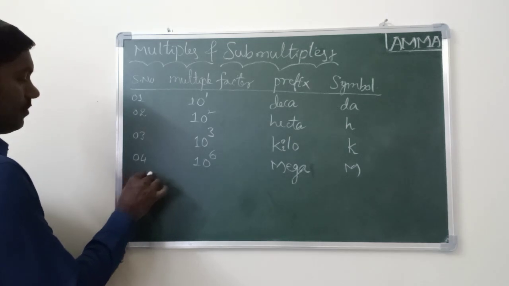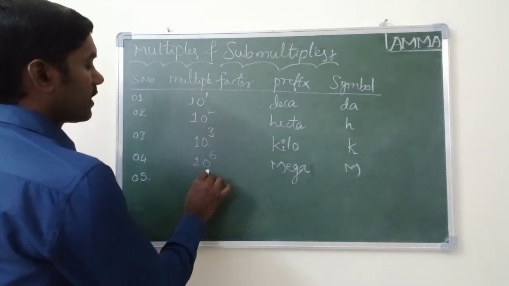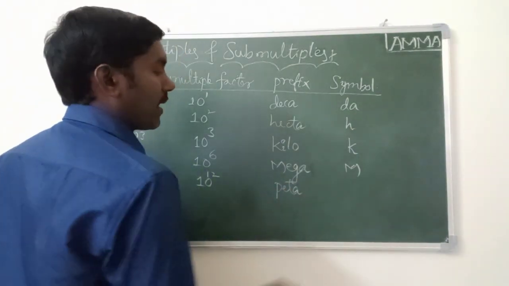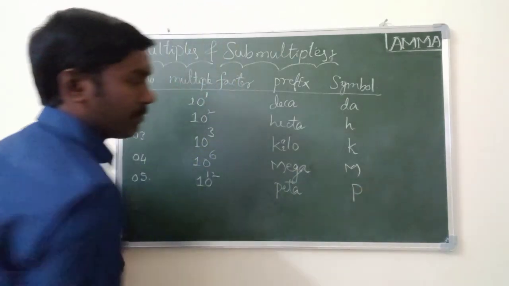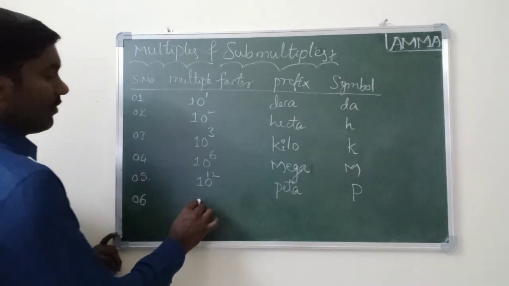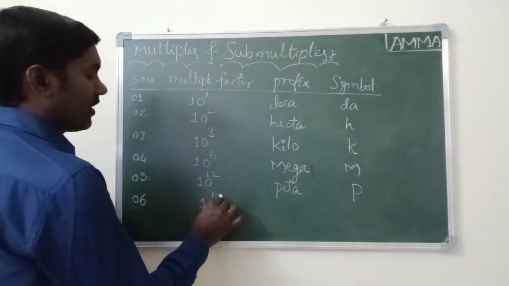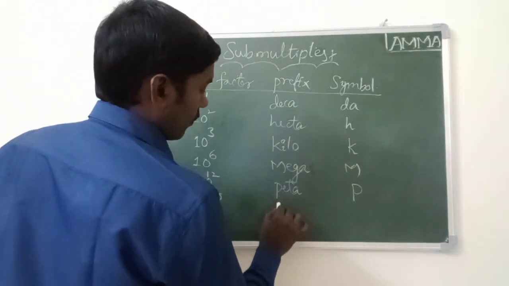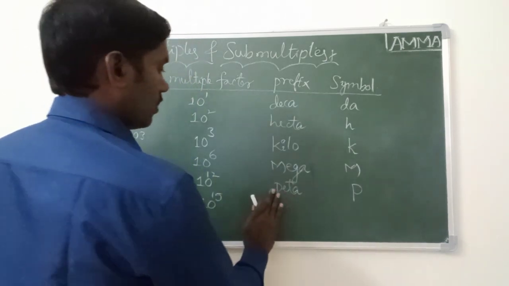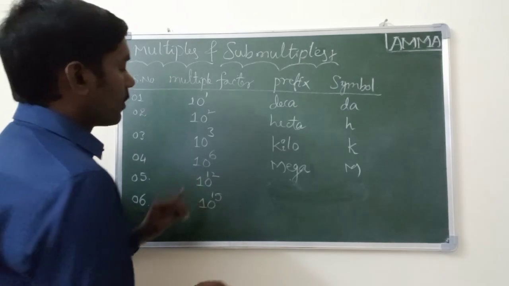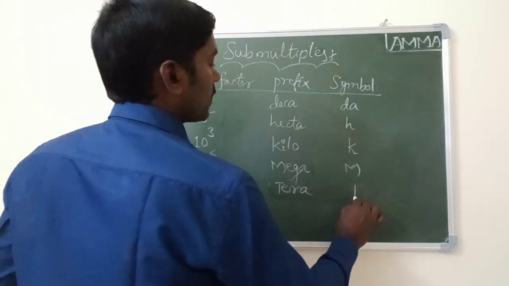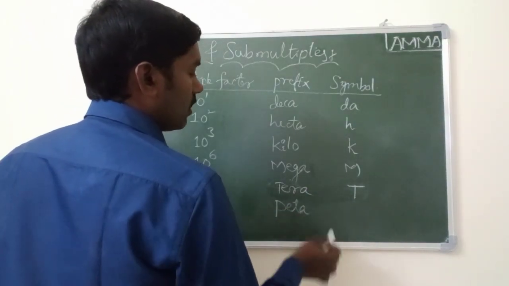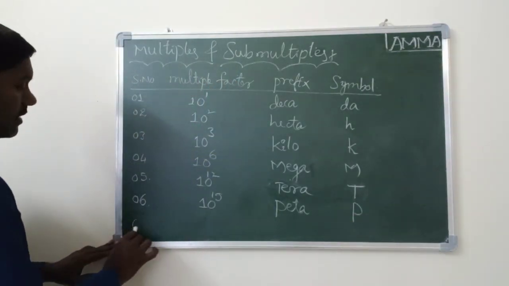The fifth one is 10 power plus 12, which we call peta, represented by capital P. Sorry students, if you multiply with 10 power plus 12, we call it tera, which is represented by T. And if you multiply with 10 power plus 15, we call it peta, which is represented by capital P.